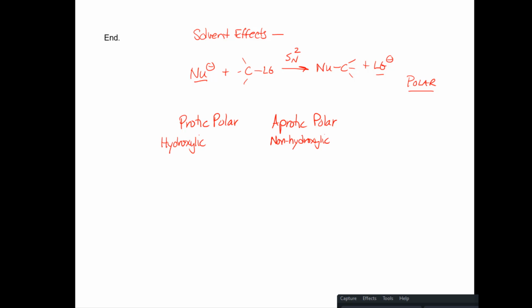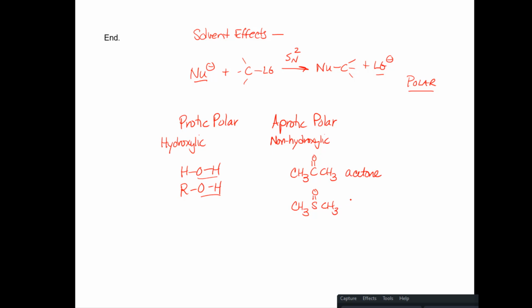Well, what is an example of a hydroxylic protic solvent? HOH, water. Alkyl group OH, alcohol. Those are our protic polar solvents. Hydroxylic is more descriptive because what do they have? Hydroxyl groups. What are the aprotic polar solvents? Well, they don't have hydroxyl groups. So some of those would be things like acetone.